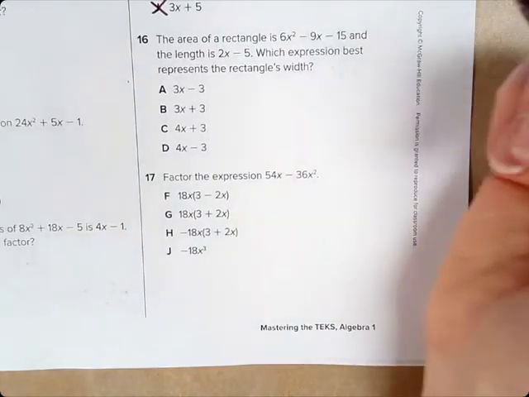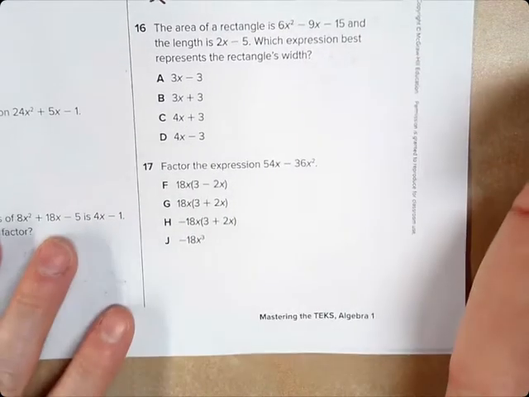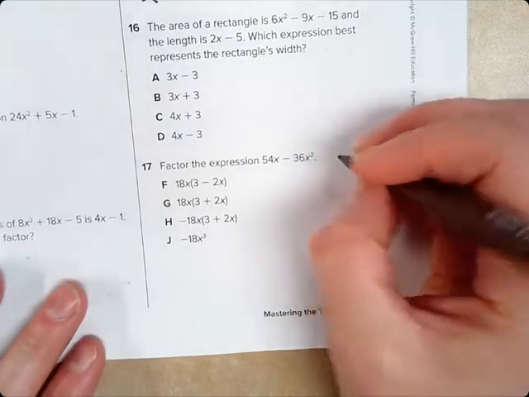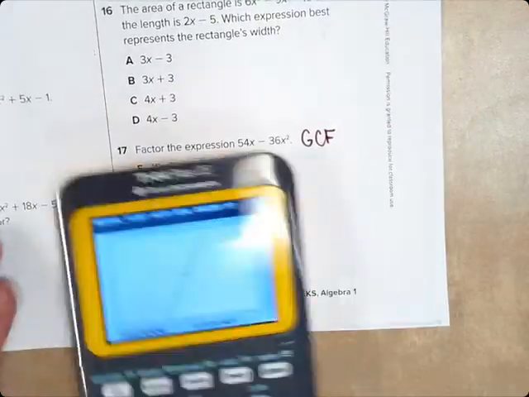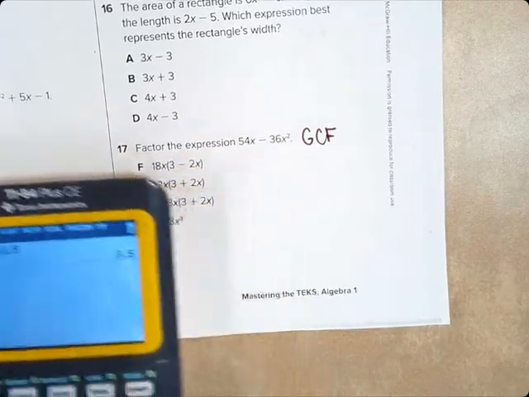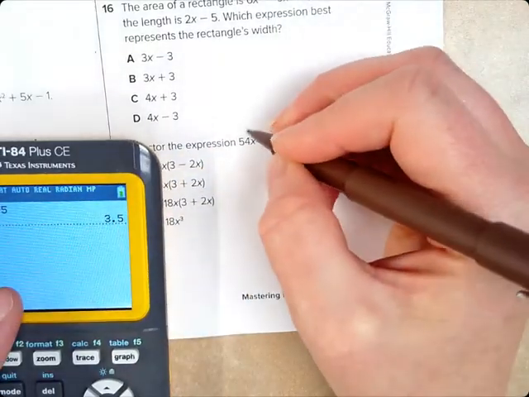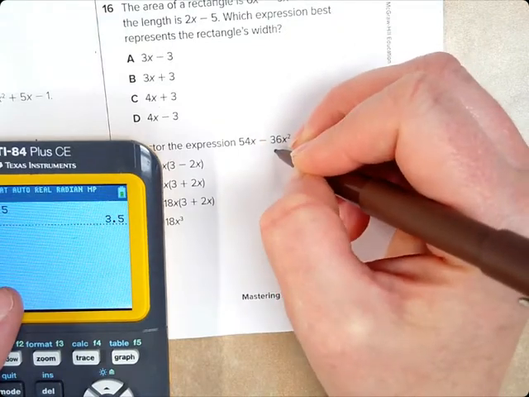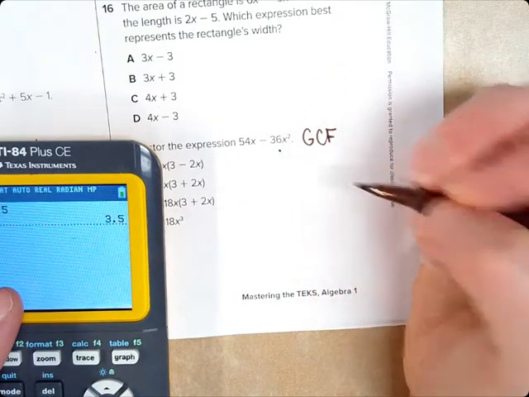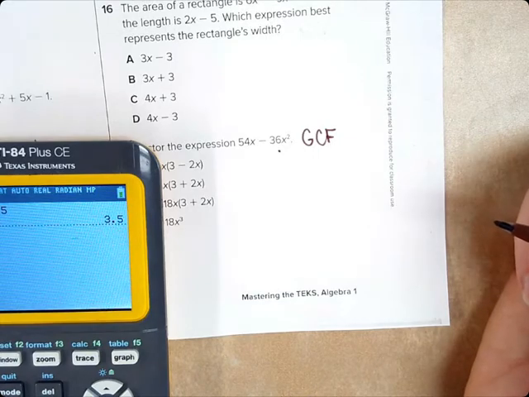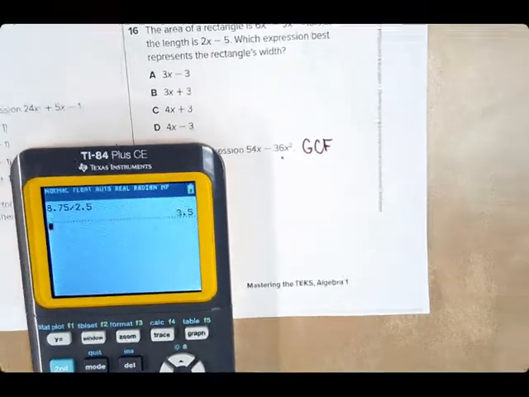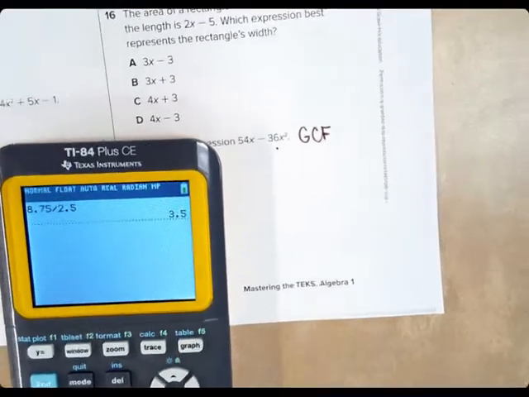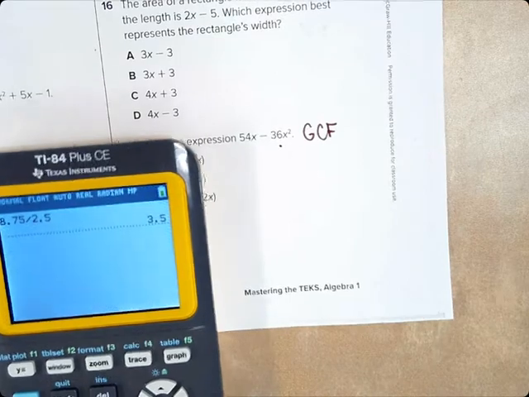All right, let's look at 17. Factor the expression 54x minus 36x squared. So this is where we find our GCF. What number will go into 36 and 54? 6. How many times will it go into this one? But is there a bigger number there? 18.